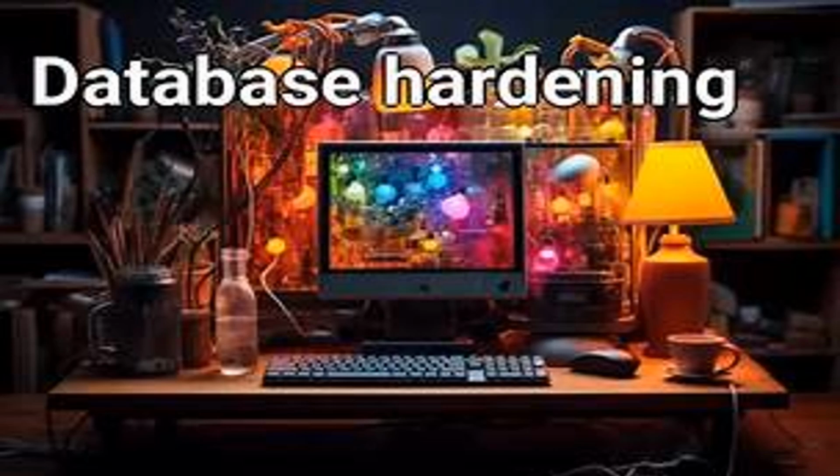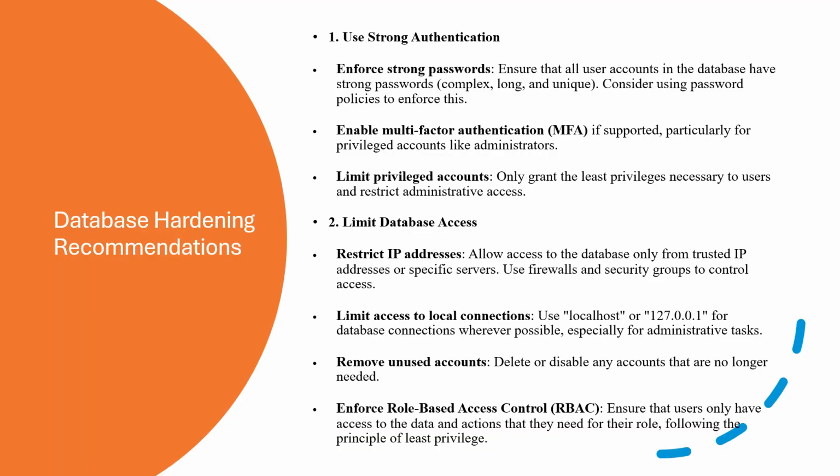Let's talk about database hardening, making your system secure. How do we do that? We have a couple of recommendations. Use strong authentication, which means enforcing strong passwords, multi-factor authentication, and limiting privileged accounts. We also can limit database access to people who require that to do their job. Remove unused accounts. You may have an employee that is no longer working with you. You don't want them to have access to your database.